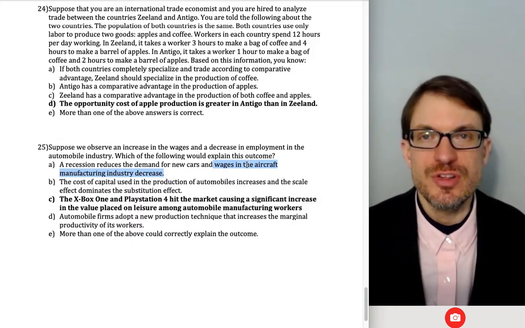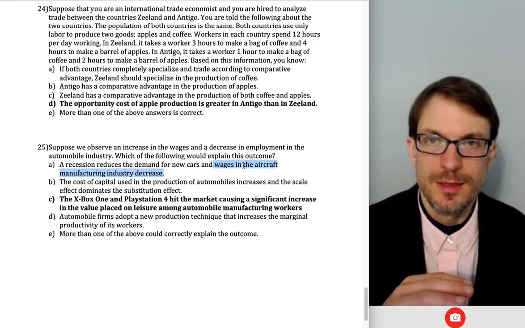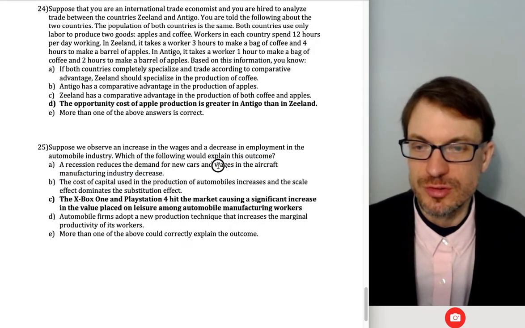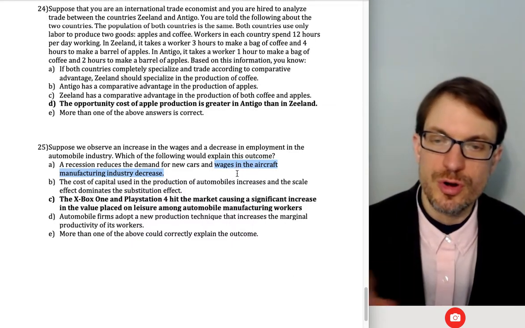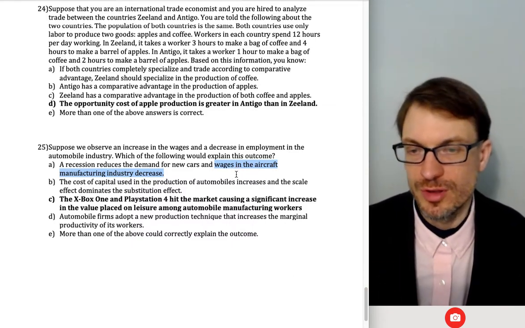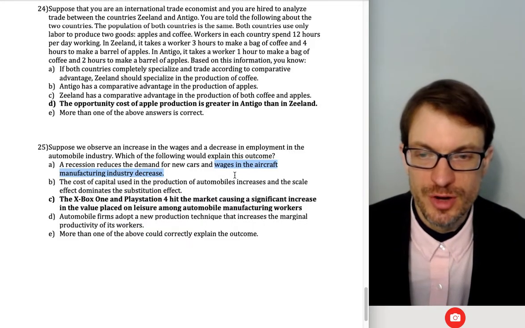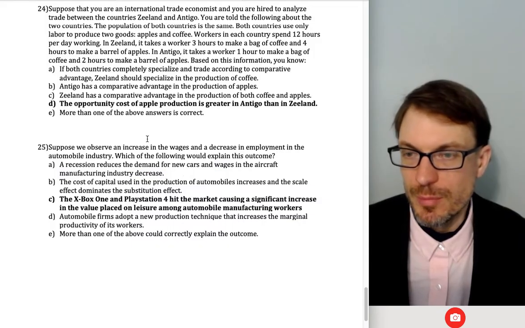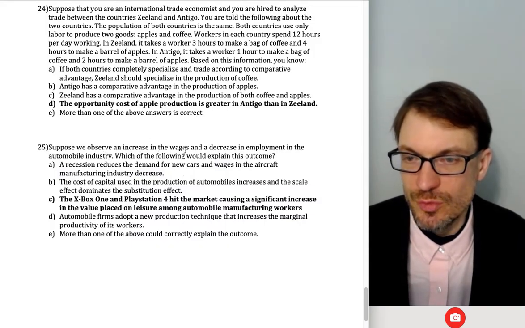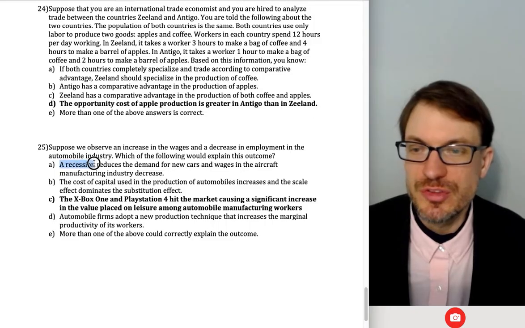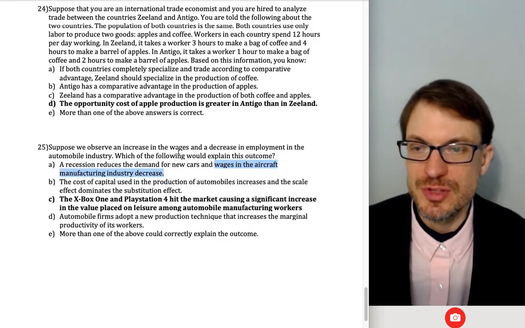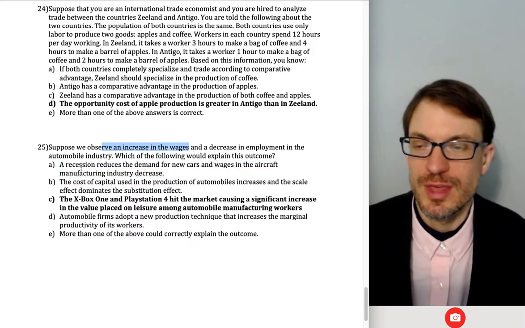That's going to increase the labor supply in the automobile industry. Right? So if wages are lower in the aircraft manufacturing industry, we're expecting those workers to want to work in auto production instead. And that's going to lead to an increase in labor supply. All right, but what are we looking for though? We want to see an increase in wages. A decrease in labor demand and an increase in labor supply are both recipes for a fall in wages. So it can't be A.